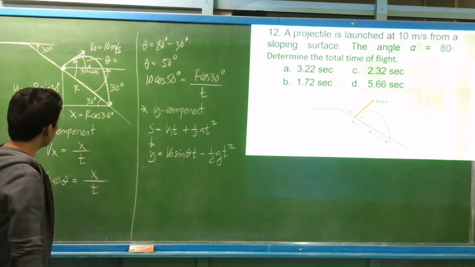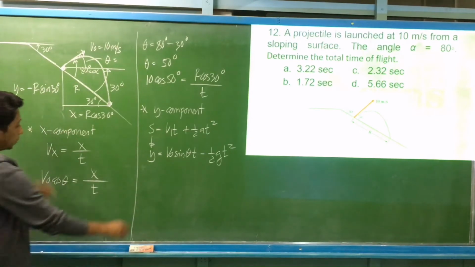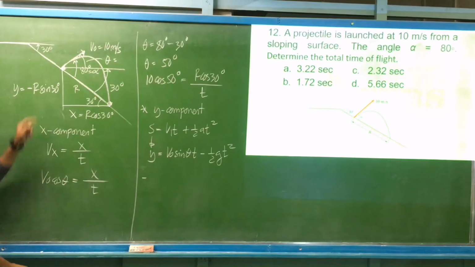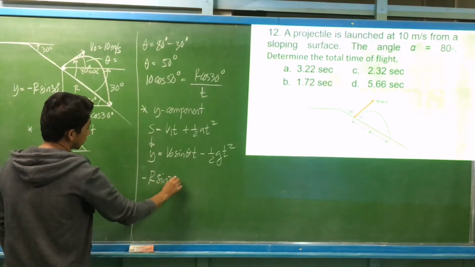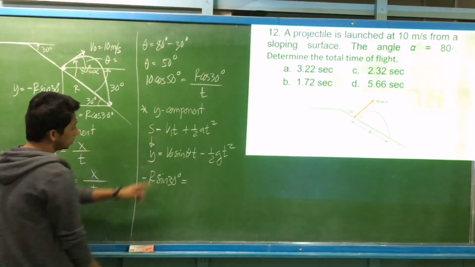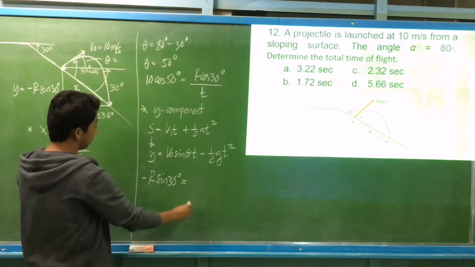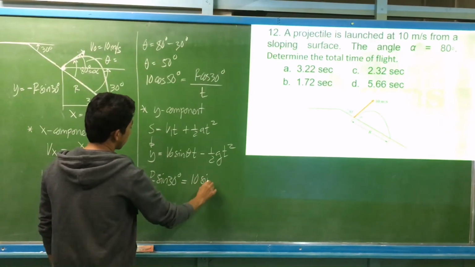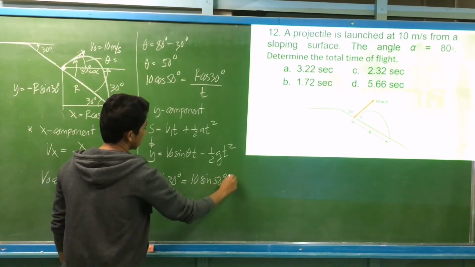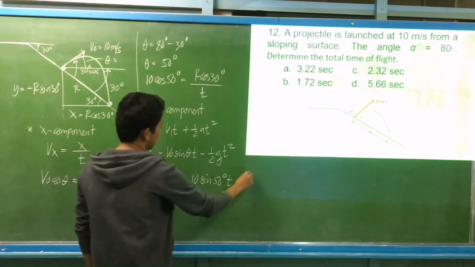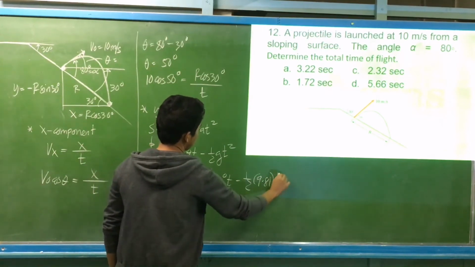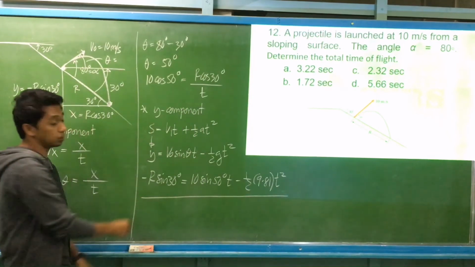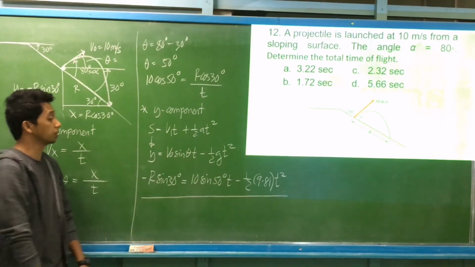What is our y? Our y is, it will fall at a lower elevation. We are using a negative sign: negative r sine of 30 degrees equals initial velocity, vertical component, that is 10 sine of 50 degrees, times the time, minus 1/2 of 9.81 times the time squared. This is our equation using the vertical component.